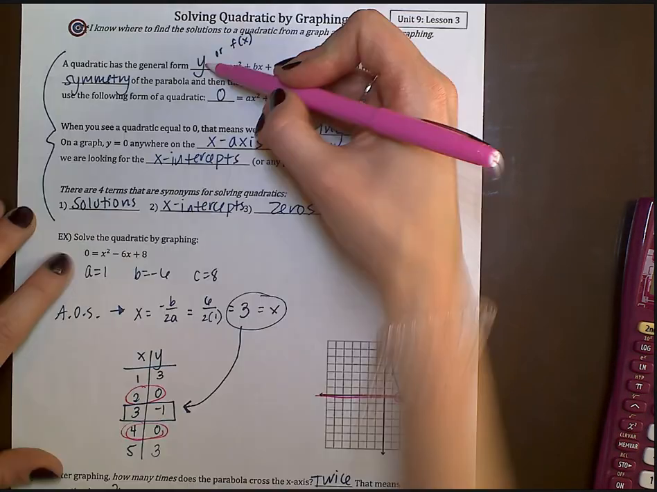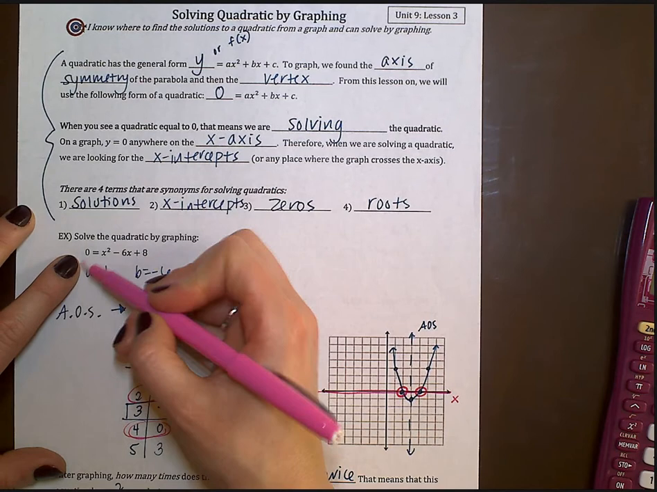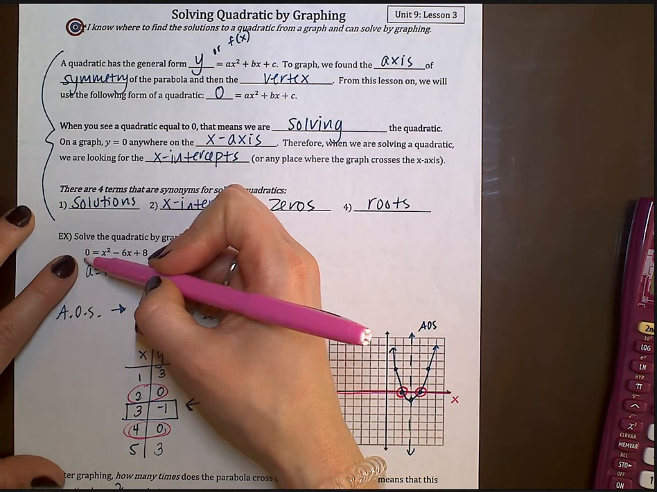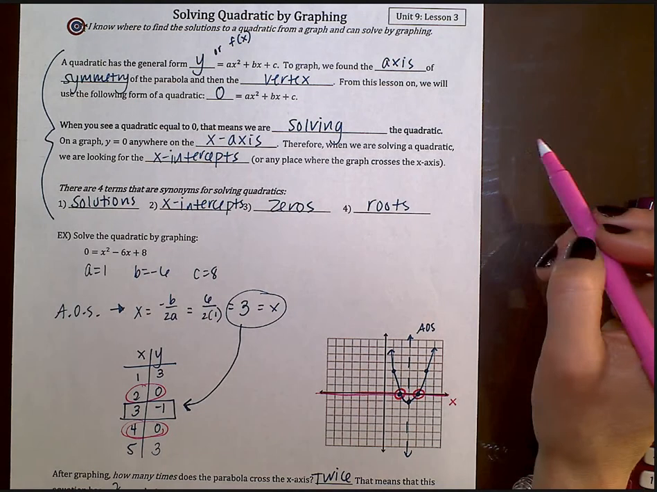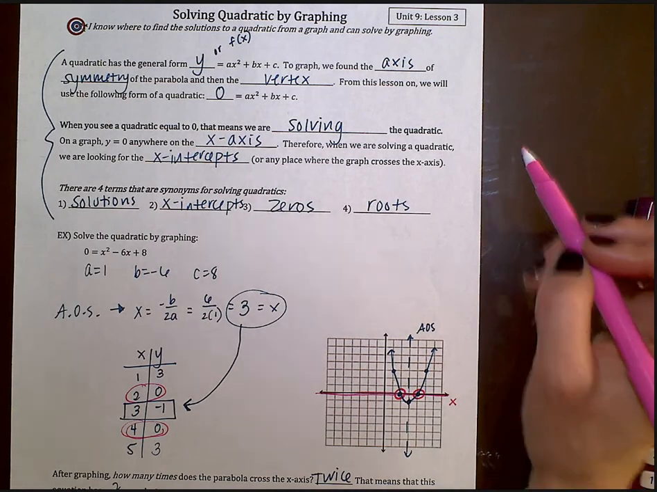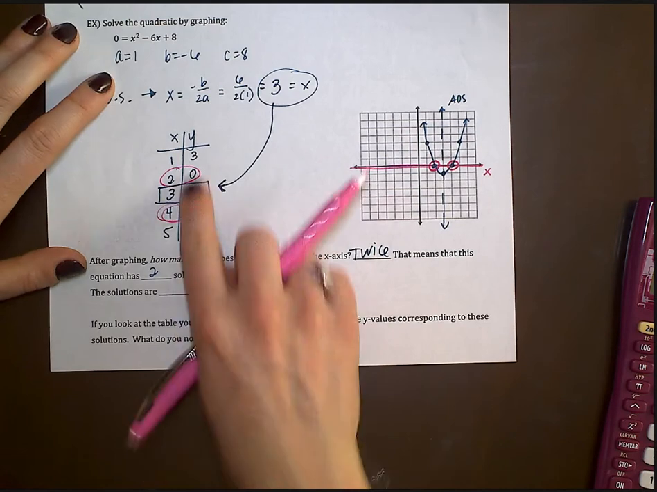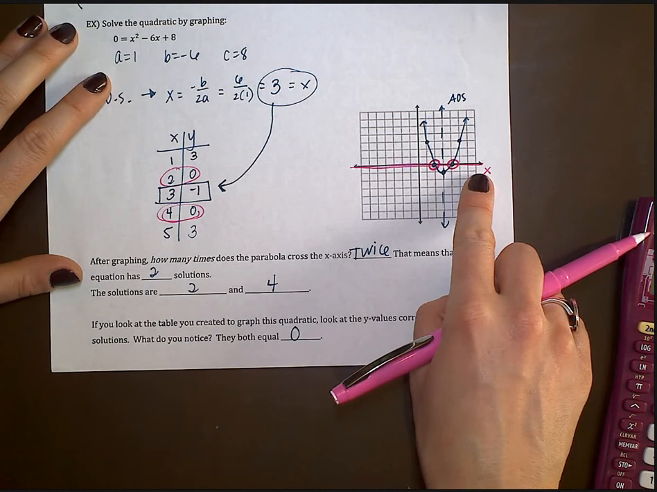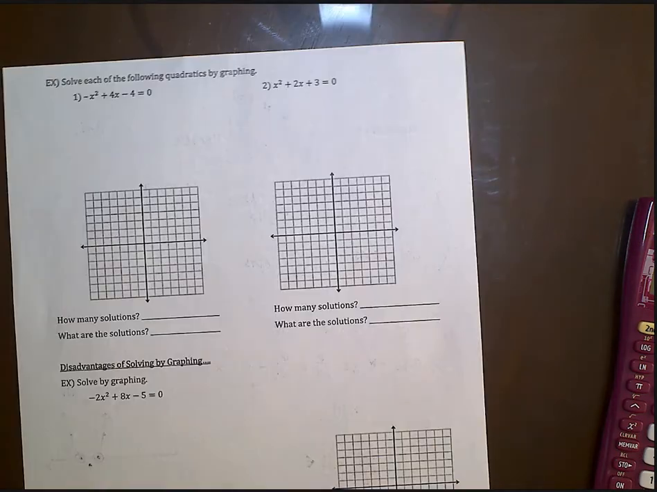This quadratic right here didn't equal y, it equaled 0. We plugged in 0 where y used to sit, so I'm looking for the x values that have a y value that's 0. The table made it clear. If the table didn't make it clear, you just look for the x-intercepts. That is all you're doing with this stuff.